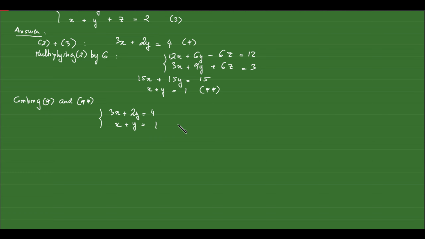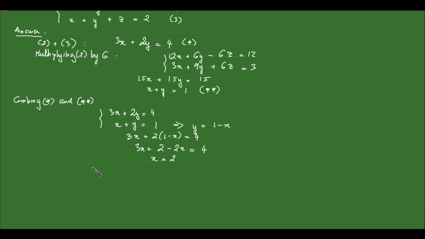So let's see. I can solve it by substitution. So I solve y in terms of x, 1 minus x, right? Then I'm going to plug over here, then the equation becomes 3x plus 2(1 minus x) equals 4. Then I have 3x plus 2 minus 2x equals 4. Then x equals 2. Is that x equals 2? Yeah. 3x minus 2x is x, 4 minus 2 is 2.